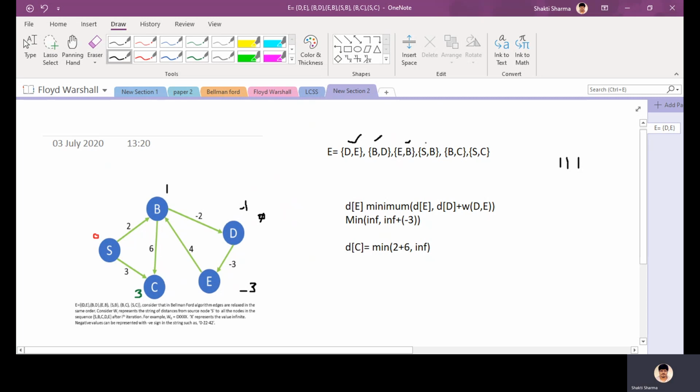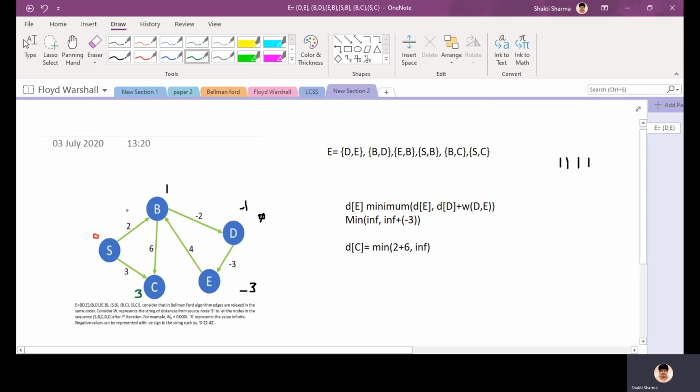Then relaxing SB. SB is again 2. The earlier value is 1, so no change. BC, no change. SC, no change. And we are done with the fourth iteration. Now this answer should be the final answer because we have relaxed all the edges 4 number of times. But wait, we have to check for the negative cycle here. And for that, we have to go one more time.